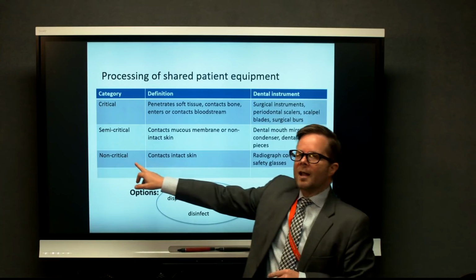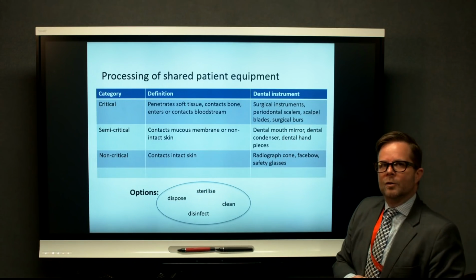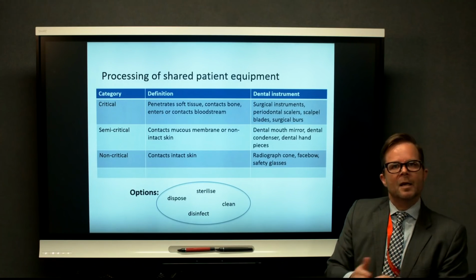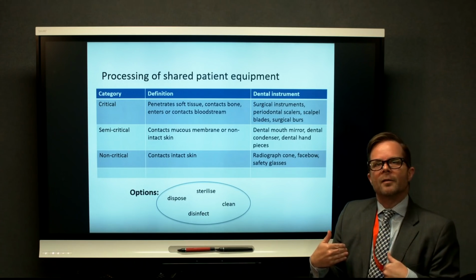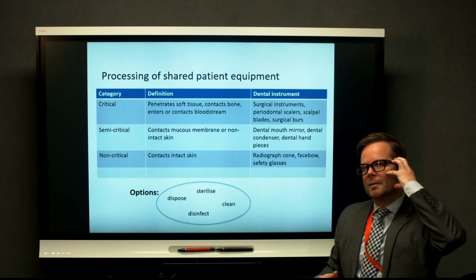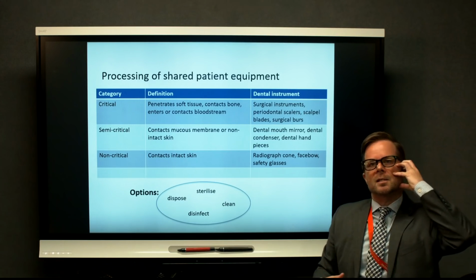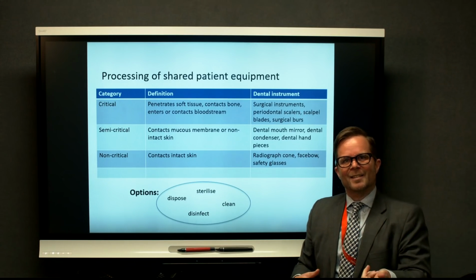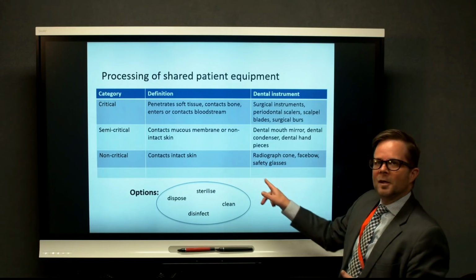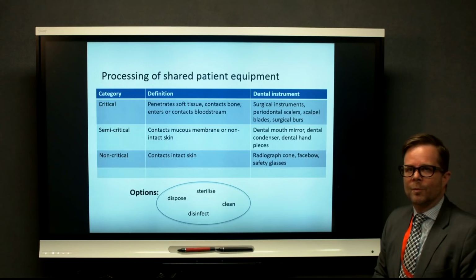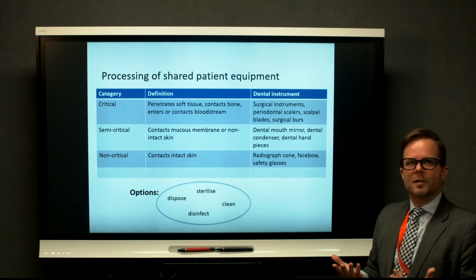And then we have the last category, which is non-critical. These are things which might contact the patient's intact skin, but don't go inside the mouth. So for example, when you have an X-ray taken, the X-ray machine or cone might sit against the side of your face, intact skin, but is not going inside the mouth. Things like the safety glasses that we ask the patient to wear would be considered non-critical.